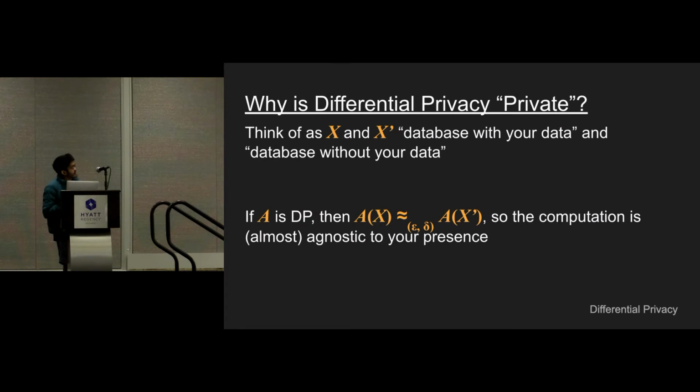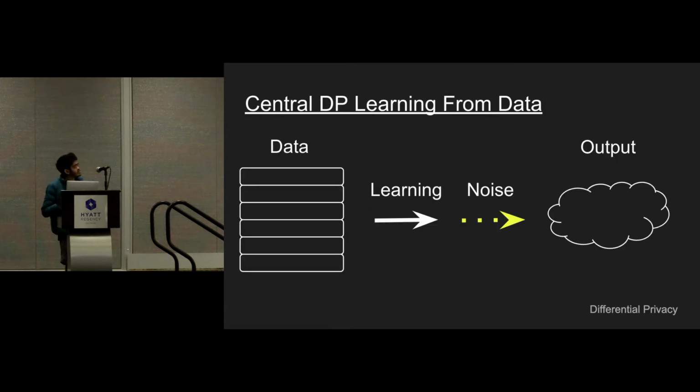And this is private because if you think about X and X prime as respectively the database with and without your data, if A is differentially private, then the distributions of the output given X and X prime are close as parameterized by epsilon and delta, so the computation is effectively agnostic to your presence, and that's why it's private.